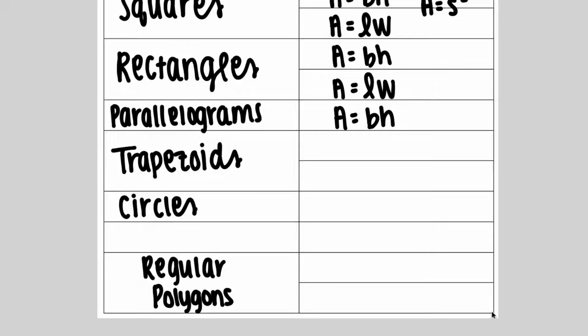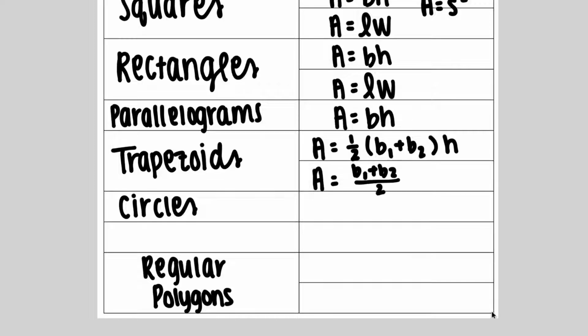Trapezoids, you have 2 again. It's another preference. So your area is equal to 1/2 of the bases, so base 1 plus base 2, and then we multiply that by the height. If you don't like the 1/2 in front, you can do area is equal to base 1 plus base 2, divide that by 2 and then multiply by the height. So again, it's your choice which one you prefer.